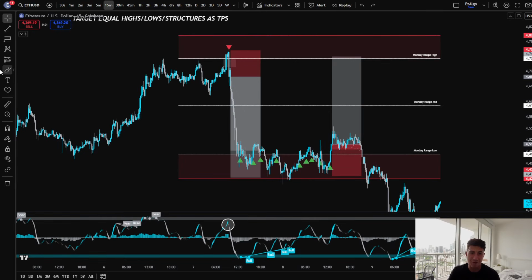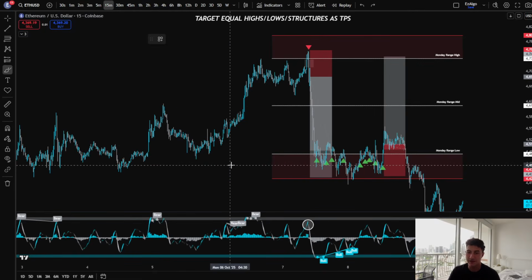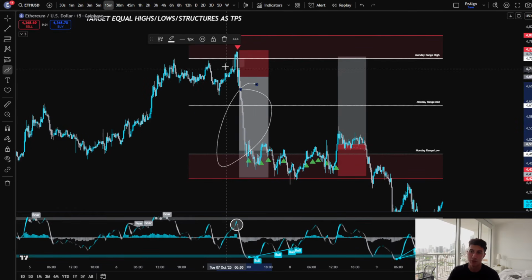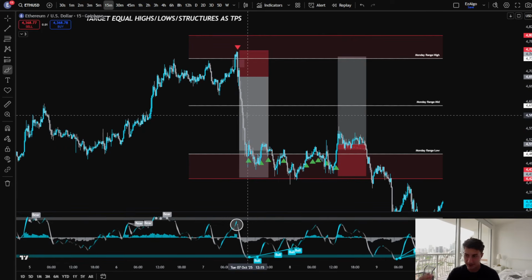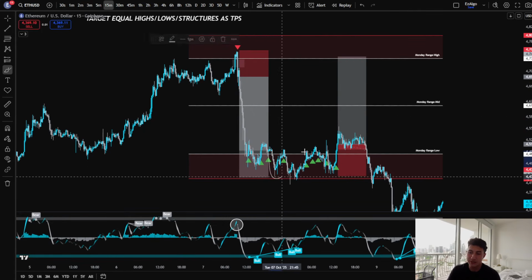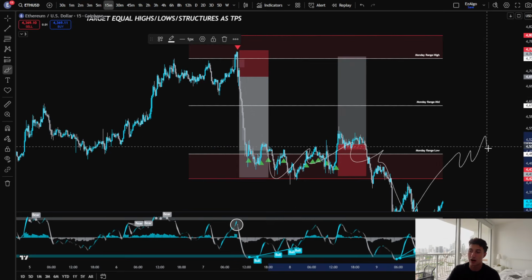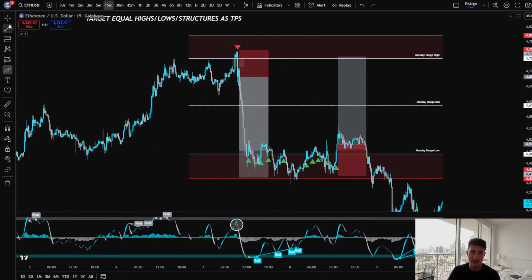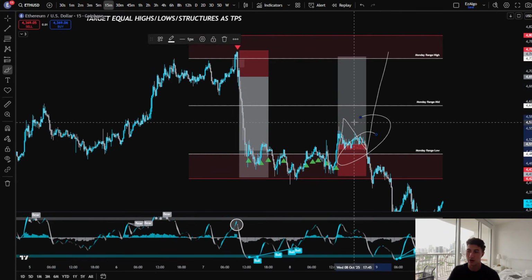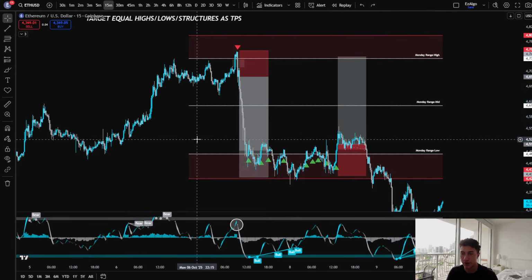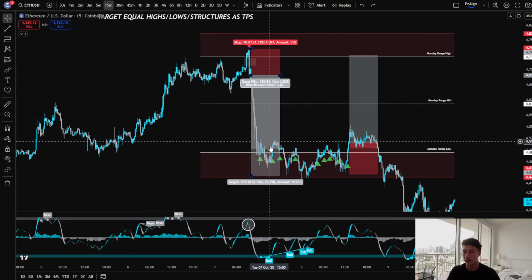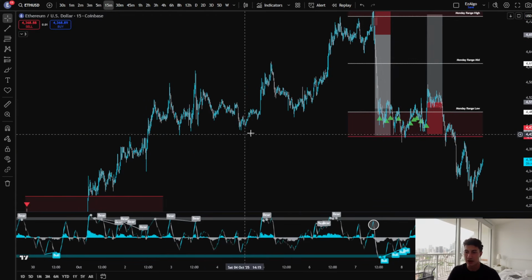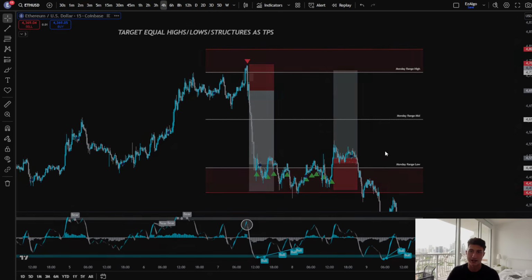You usually never want to take a long, even if the setup is valid after a move like this. It's telling us that there are aggressive sellers in the market and that price probably needs to consolidate or go down a little bit more before we can take a long position. So in a case like this, you'd want to wait for a market structure shift and look for a 1-2 setup. But whenever you see a move like this, guys, you never want to be longing after an aggressive pullback like this, especially when you have equal lows below and you're at the range highs on a higher time frame.